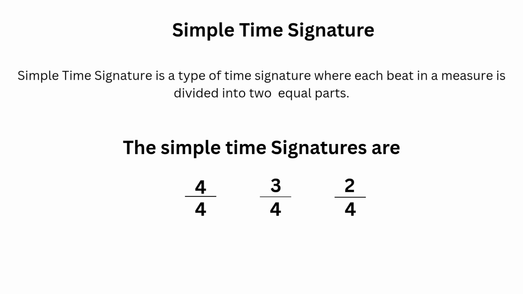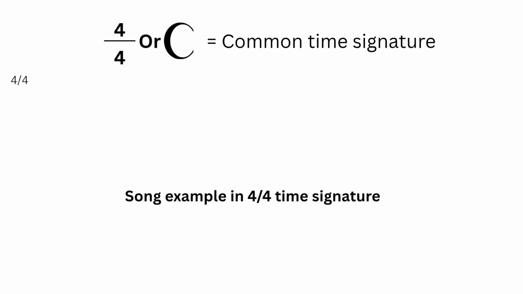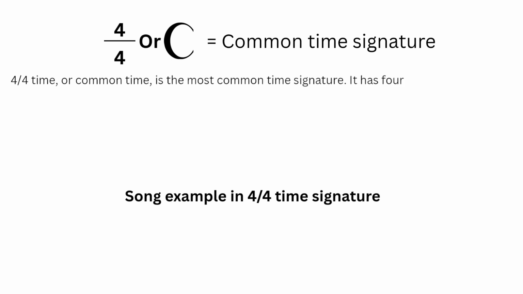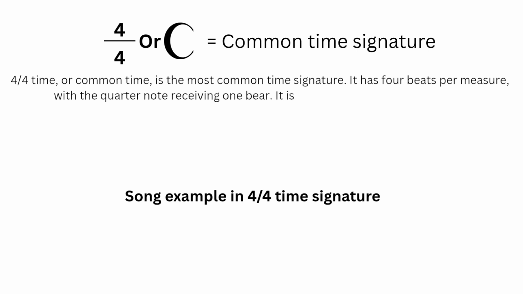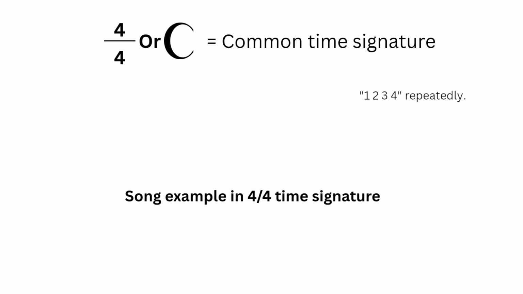4 by 4. 4 by 4 is also known as common time. It has 4 beats per measure with a quarter note receiving 1 beat. It is counted as 1, 2, 3, 4, repeated. Now, let us see a song example of 4 by 4.